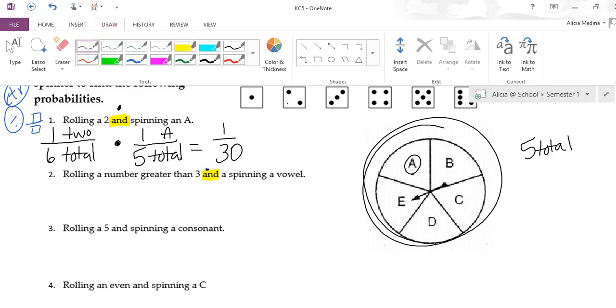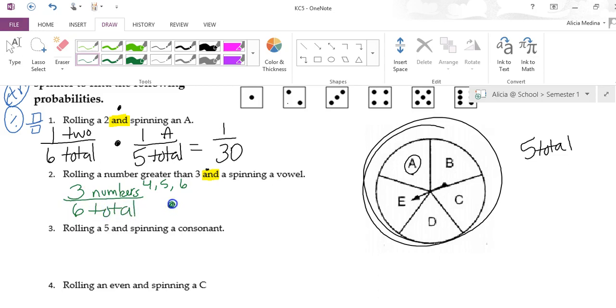Alright, so looking at our numbers. How many numbers are greater than 3? So what does this mean? Greater than 3 is going to be 4, 5, and 6, right? So how many numbers are that? There's 3 numbers over the total of 6 numbers on our dice.